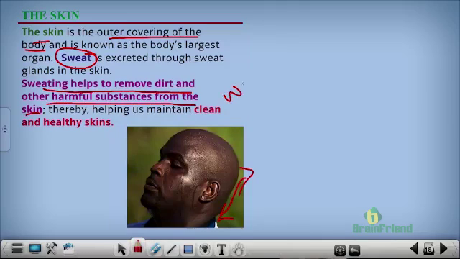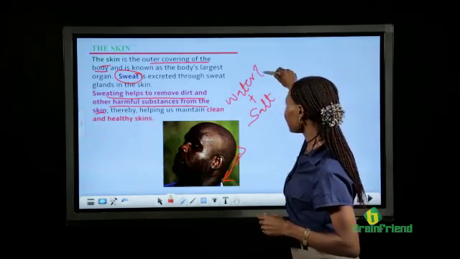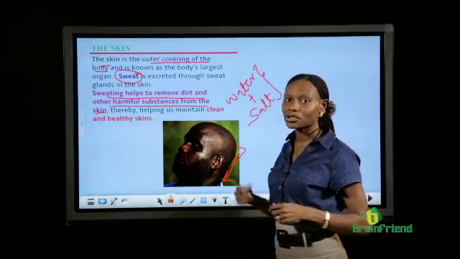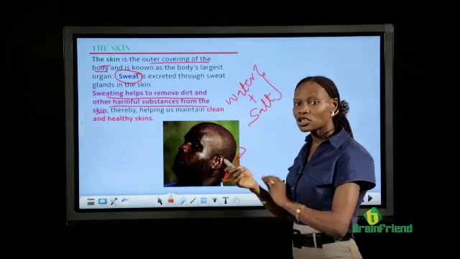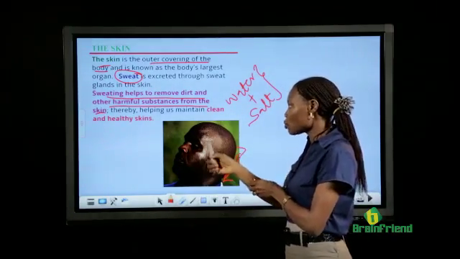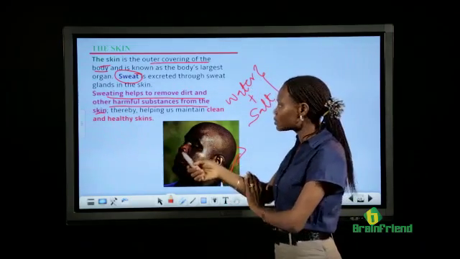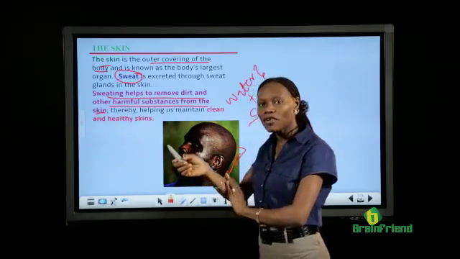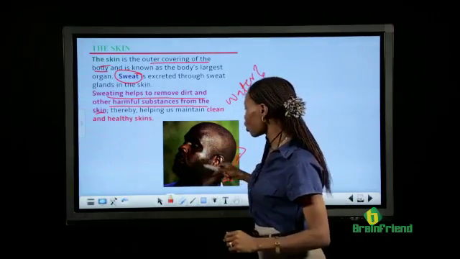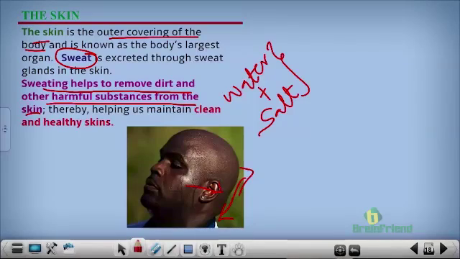Aside from water and some salt that is given off, even though sometimes in excess, it's no longer to the advantage of the person. But when you sweat, you also help remove harmful substances or harmful organisms that would have stayed over your skin. So through the pores of the skin, sweat comes out, removing the dirt that is harmful to the body, thereby keeping and maintaining your skin.